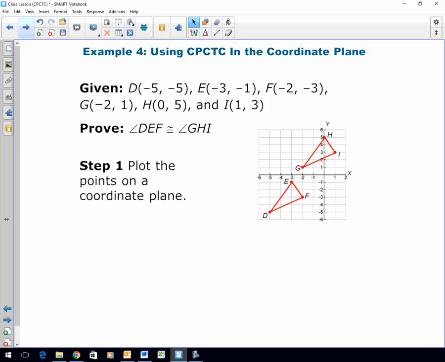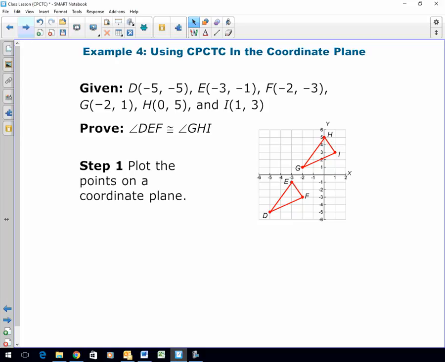Holy guacamole! What if I put it in a coordinate plane? Here is the big teaching point for today, as far as coordinate planes are concerned. Have you ever noticed whenever you put something in a coordinate plane, about 95% of the time I don't tell you any angle measurements? So which of my triangle proofs don't need an angle measurement? Side, side, side. So guess which one I'm probably going to try to use here? Side, side, side.